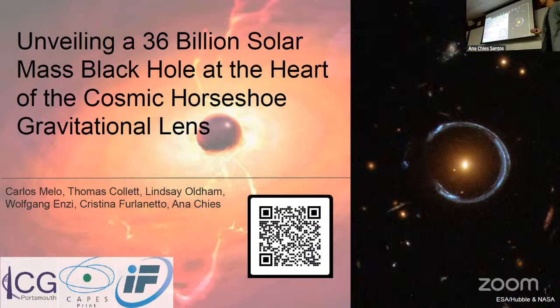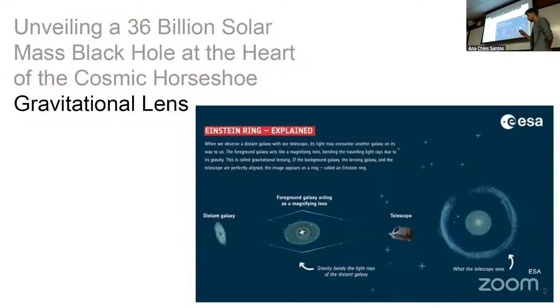And so today I'll be talking about a 36 billion solar mass black hole at the heart of the Cosmic Horseshoe gravitational lens. And I want to start this talk by breaking this very big title into pieces and try to address the parts of the title here.